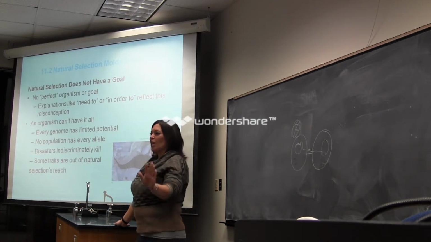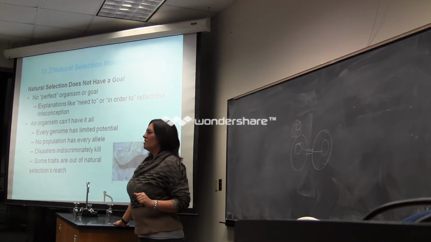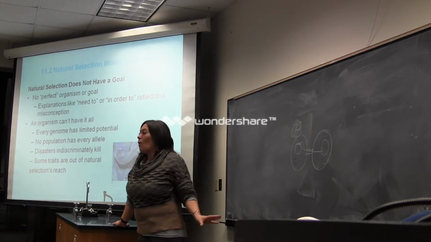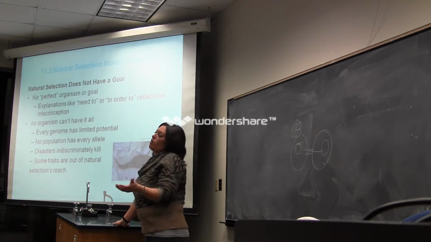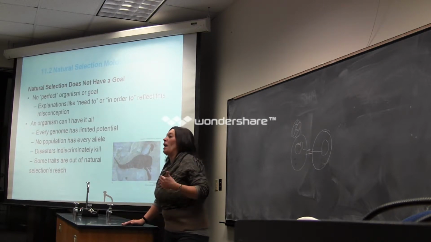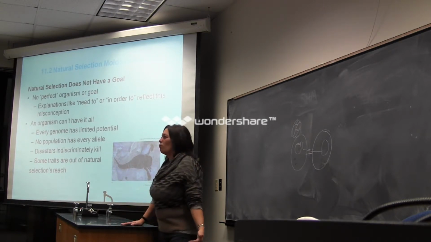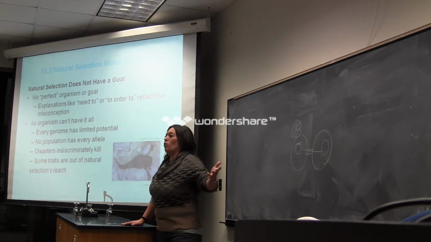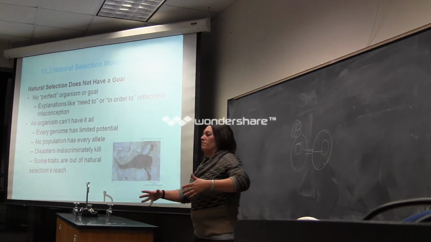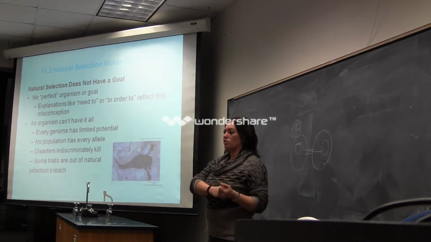Black is actually dominant to white in these moths, but yet there's more white moths. So just because you have a dominant gene, if it's bad for the survival of the race or the organism, the animal, then it's going to be weeded out through this natural selection process.